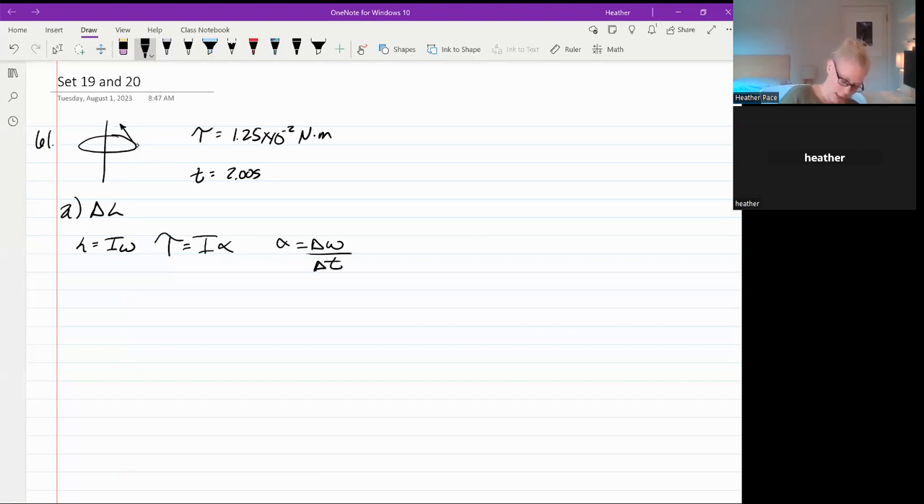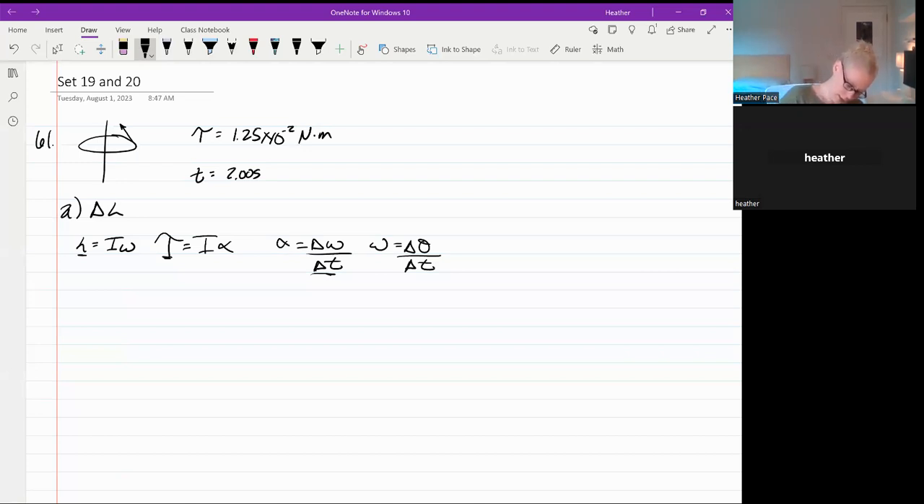And we can say that omega equals delta theta over delta t. So we're looking for this, and we're given this and this. So let's play with these equations so that we can get just one unknown in the equation so that we can solve for it. So let's move some stuff around here.